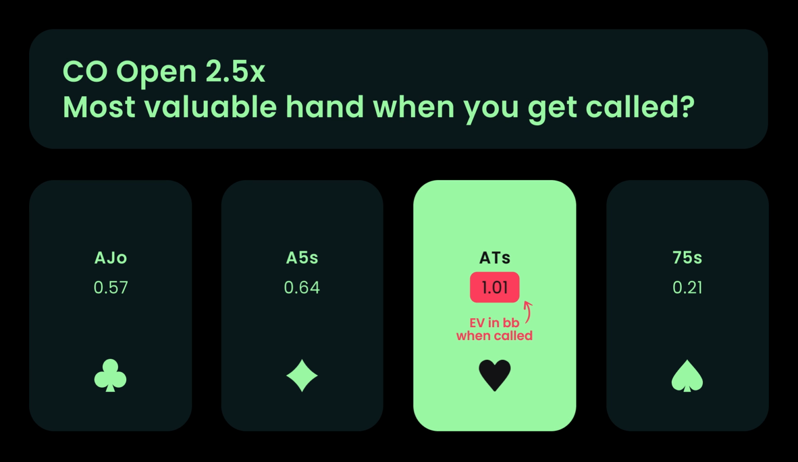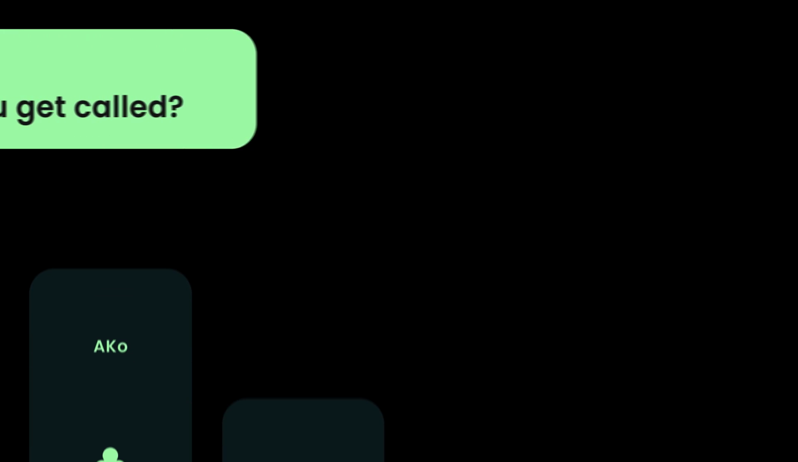Well, it turns out to be Ace-10 suited with a value of 1 big blind when called. Now, I think a lot of you guys might have guessed Ace-Jack offsuit, but those offsuit high ace hands actually don't have a great value when called. People underestimate the expected value or the implied odds of suited hands. So we can see here Ace-5 doing surprisingly well, and 7-5 suited again doesn't actually make a whole lot of money when it gets called. All right, let's try another one.